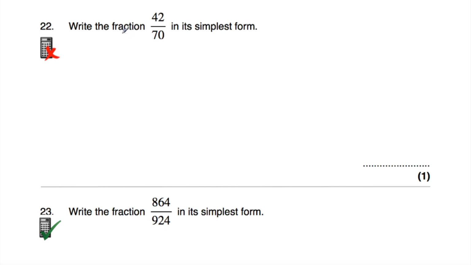Question number 22 says, write the fraction 42 over 70 in its simplest form. So we need to cancel down this fraction, 42 over 70. Now, actually, we've got 42 over 70. I'm just going to start off by halving them both.